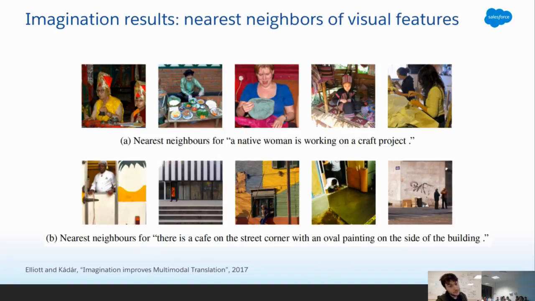But nonetheless, if we look at the image features that are being learned by this model, we can see that it actually does learn very useful things. So here, if you take as an input "a native woman is working on a craft project", you can see that the closest neighbors to the image feature that's being computed are actually very relevant to the sentence we have. And similarly, for the second phrase here, "there is a cafe on the street corner with an oval painting on the side of the building", we can see that the encoder has a vague sense of what the sentence is trying to convey with buildings and streets and paintings.